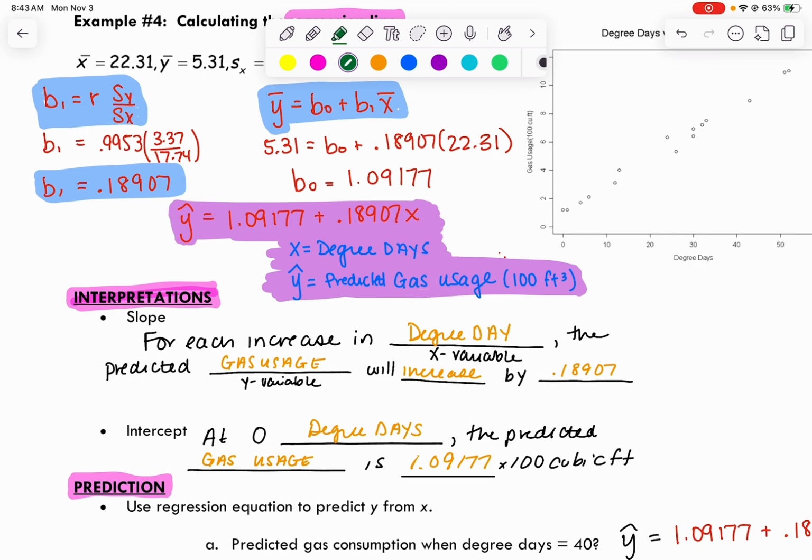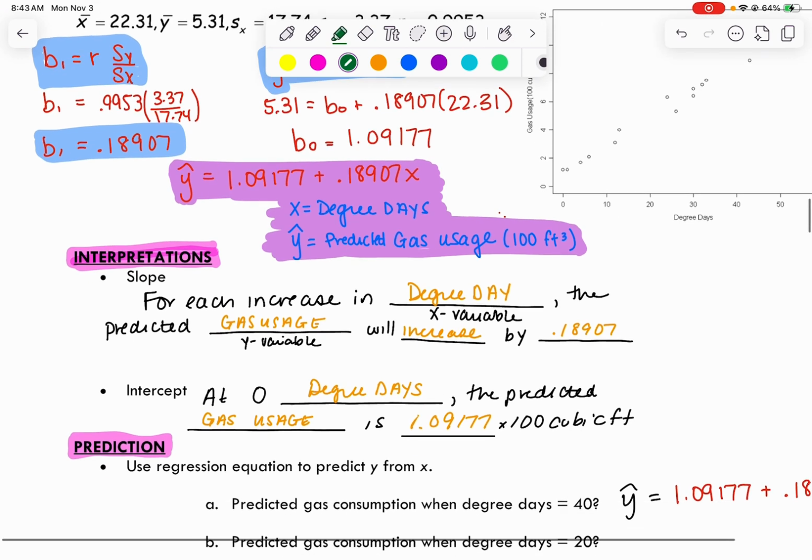All that matters is the fact that for each increase in x, the predicted, notice the word predicted, you must mention the fact that this is an equation for predicted y values. So it says the predicted gas usage will, and now you can fill in increase or decrease depending on the sign of your slope, by, and you fill in the value for your slope. So slope is how much the y, or the predicted y, will increase based on each additional increase in your x variable.